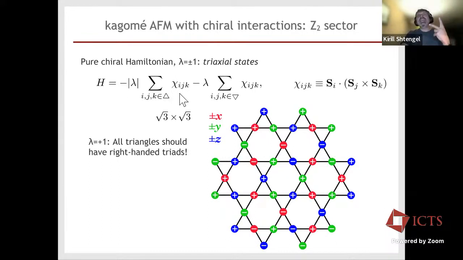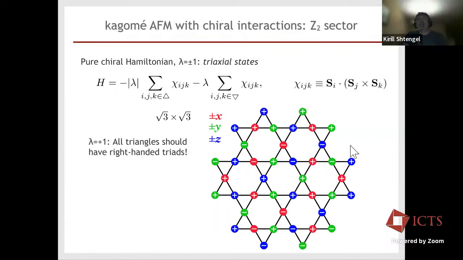The chirality of the three axes can be left or right. And so this term, even if you extremize its value, can come with a positive or a negative sign, and you have to watch for this. For example, if lambda is equal to plus one, that's all triangles, now we would like to have the right-handed triads of spins because they must have the same chirality for each triangle.